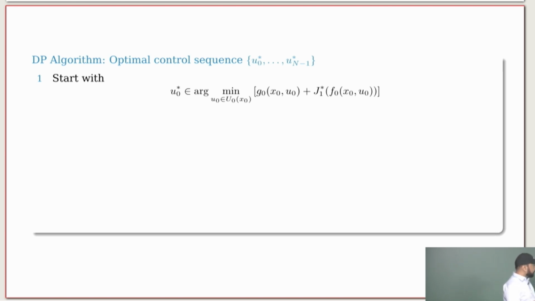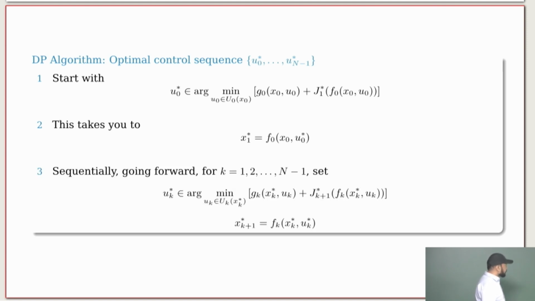What is the best set of controls I have? This is minimization only over u0, where u0 is the set of controls from x0 to x1. I'm not looking at future controls, just going to the next one. This gives me u0 star, which is the optimal control going to the next stage. This gives us the next state, x1. We call it x1 star because this is the optimal state that we got to using u0 star that we found from above. The remaining steps will be recursive.